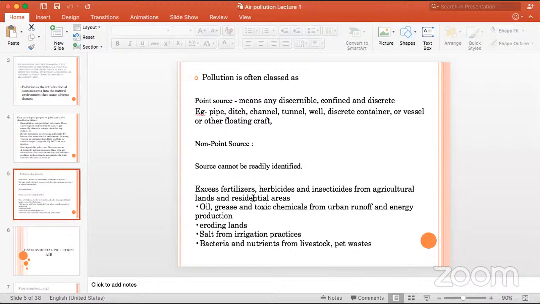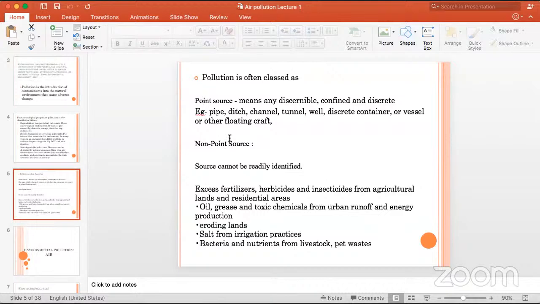Whereas in a point source, you can very clearly say that, yes, this is the tunnel or this is the pipe from which the river is getting polluted. So you are responsible, you will get fined for it. Okay, are you understanding the difference? If I'm able to exactly say, yes, this is the source of the pollutant, it is called a point source. If I'm not able to say exactly where the pollution is happening from, it is called a non-point source.